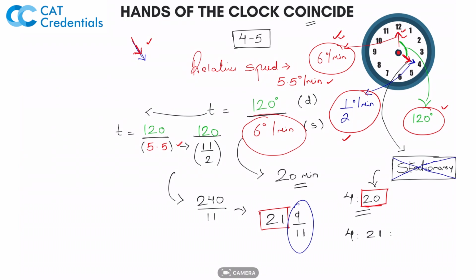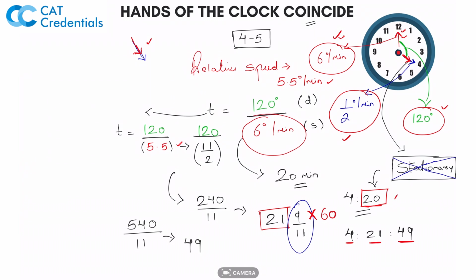So how many seconds are there in 1 minute? 60, which means 9 by 11 of 60 seconds. I'm converting this to seconds now. So 4 hours 21 minutes, not the complete 22nd minute. How many seconds of the 22nd minute? 9 into 60 is 540 divided by 11, which becomes 49. So that's my final answer now: 4 hours 21 minutes 49 seconds is when the two hands of the clock will coincide. That's your final answer.